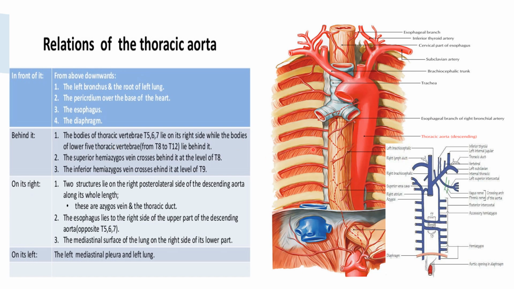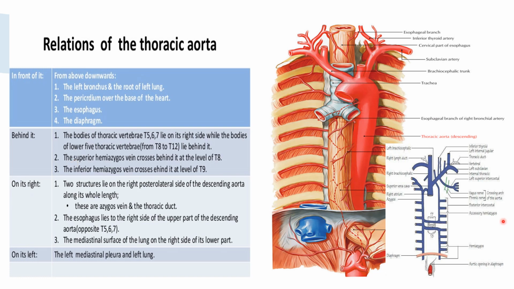Then posteriorly, the bodies of the thoracic vertebrae T5, T6 and T7 lie on its right side, while the bodies of the lower 5 thoracic vertebrae, that is from T8 to T12, lie behind the thoracic aorta.